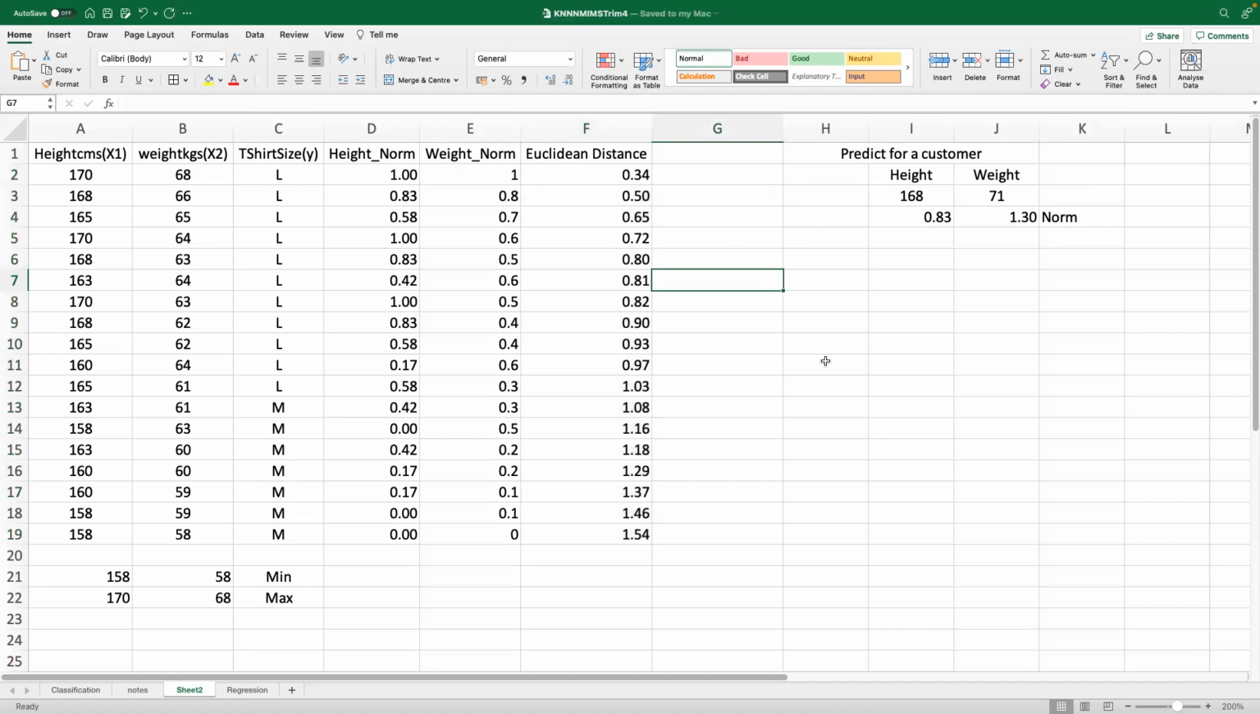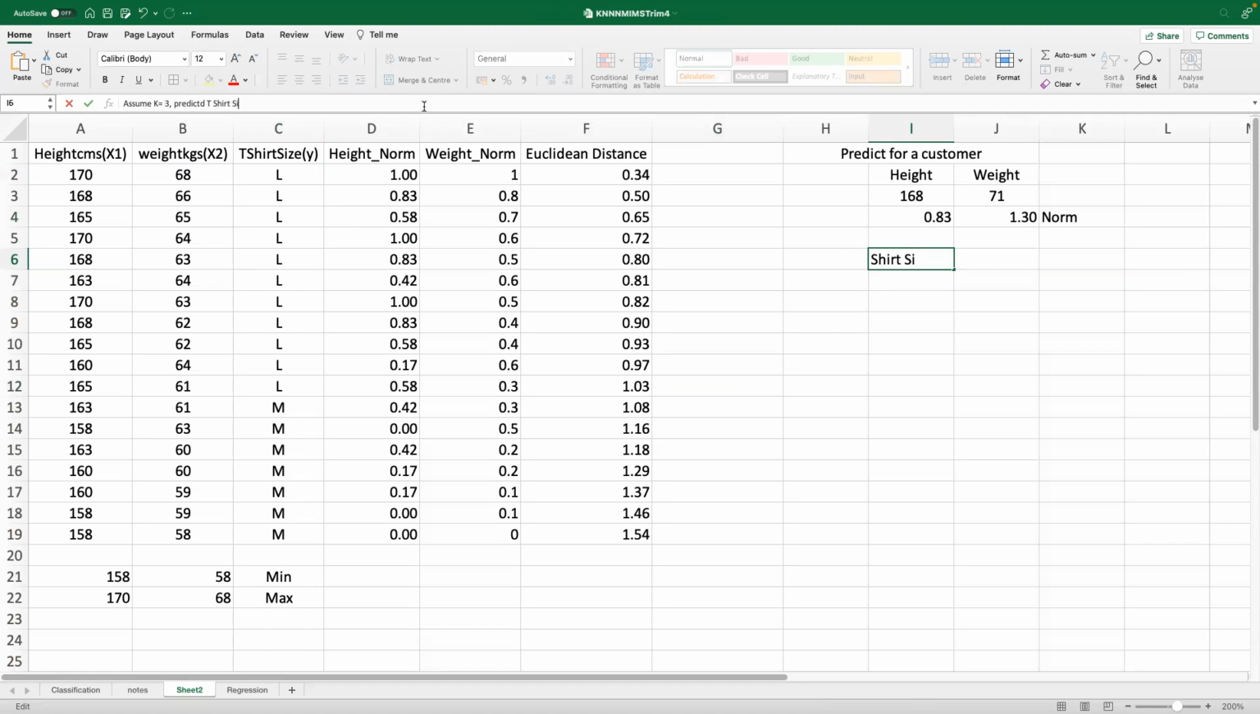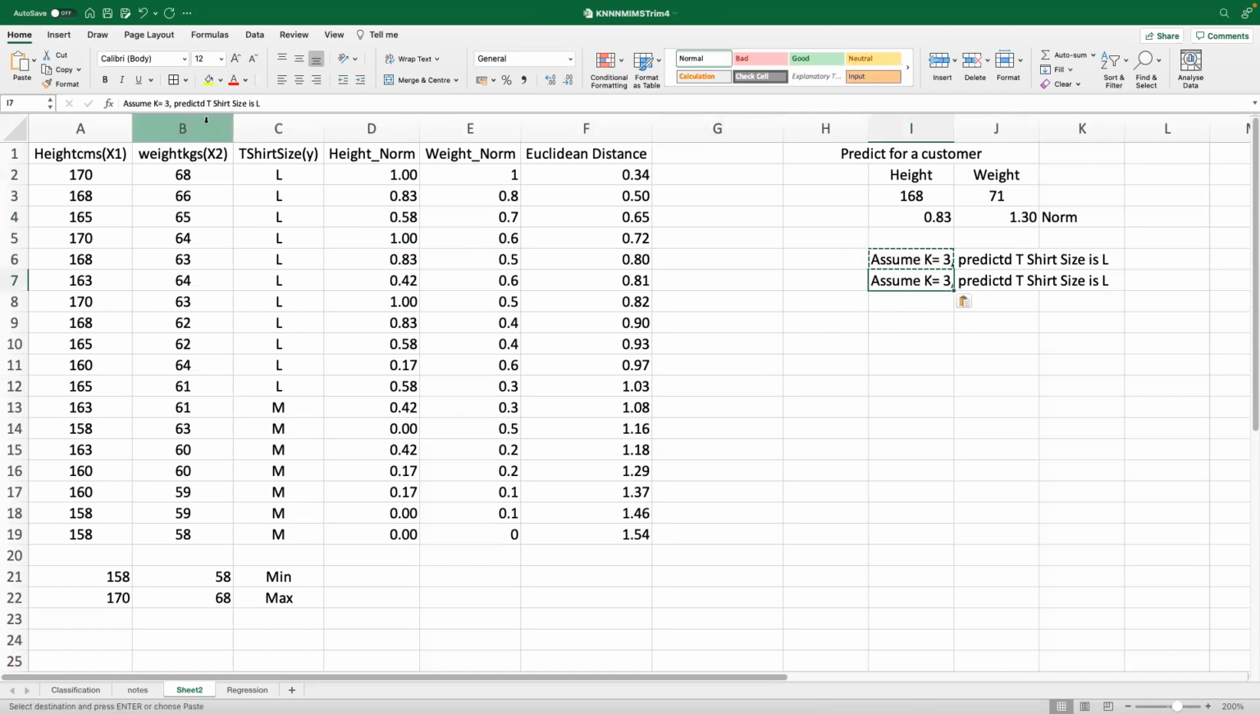Sort largest to smallest. Assume k is equal to 3. The top 3 are L. Assume k is equal to 5 also, the predicted t-shirt is L. Got it?